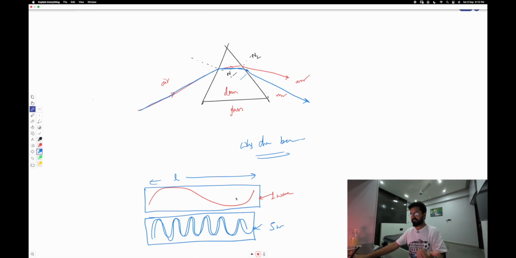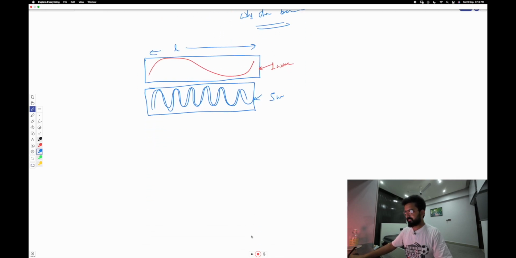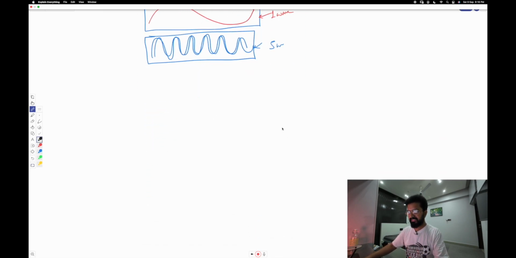If someone asks you why does blue bend more than red, simple answer, because blue has shorter wavelength and it interacts more than red with any medium, therefore it slows down further. Clear? Now, same prism I'm taking, this time I'm shining white light.